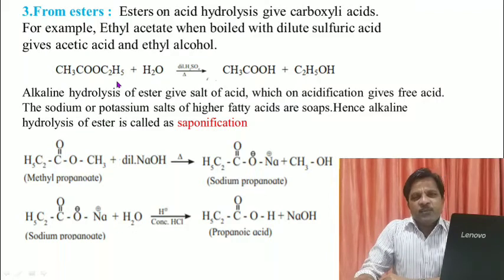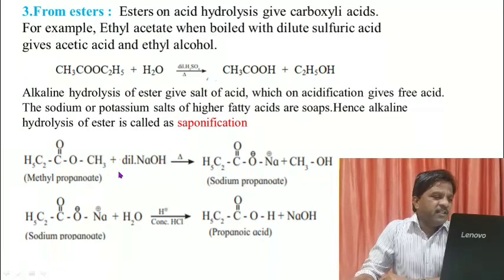Now you know hydrolysis can be carried out by using a mineral acid or alkali. If alkali is used for hydrolysis, then the product is the sodium salt of the acid, not the acid. And these are the sodium or potassium salts of higher fatty acids. Higher fatty acids means acids containing higher alkyl groups, C16, C17, etc. They are known as higher fatty acids. And the sodium or potassium salts of these higher fatty acids are soaps, and therefore the alkaline hydrolysis of esters is known as saponification.